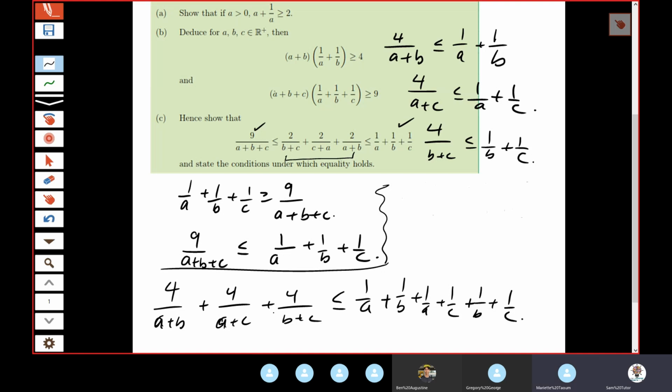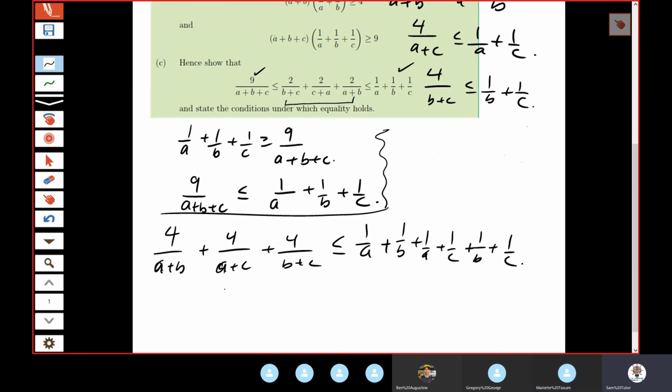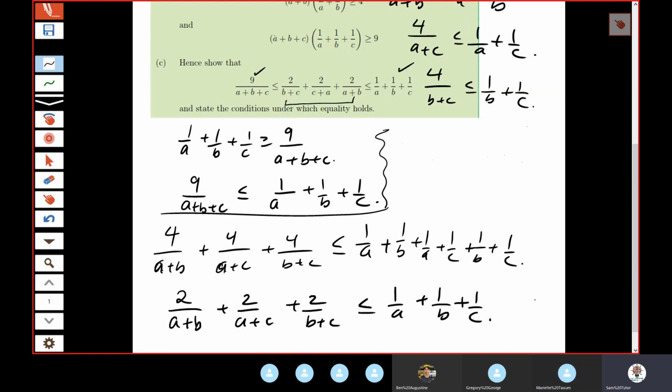So then when you divide it by 2, what's going to happen? Aren't you going to get 2 on A plus B plus 2 on A plus C plus 2 on B plus C is less than or equal to 1 on A? Do you get that? Yeah. And then you're pretty much done, aren't you? If this number is smaller than this number, but this number is smaller than this number, therefore this number is smaller than this number, which is okay.